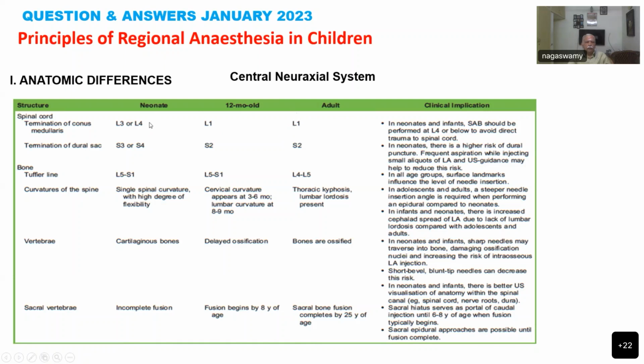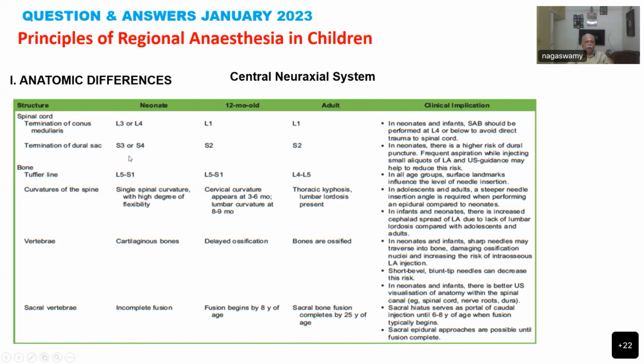And because the cord is very low, the dural sac extends up to S3, S4 in the neonate, whereas it stops at S2 in older children and adults. So when you do a caudal in a neonate, you have to be very careful, because if you take a longer needle, there is a chance that you can puncture the dural sac. If you don't get a free flow of CSF because of the low pressure, you are likely to inject the whole drug into the subarachnoid space mistakenly, because in a caudal you always give a larger volume. You would produce a very high level of block and even a respiratory arrest in the child.